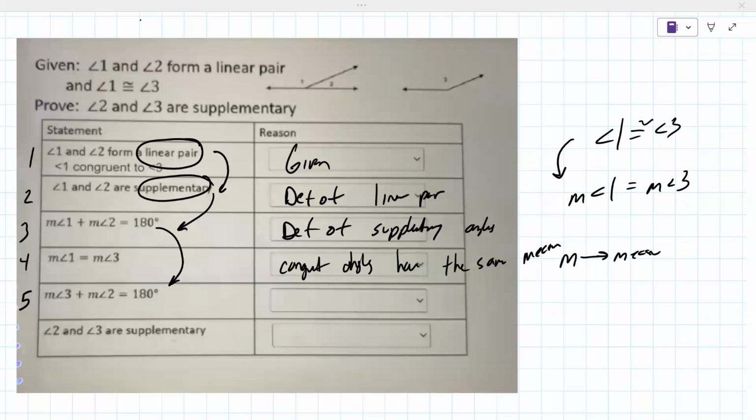It's measure of angle three instead of measure of angle one. Right. So why are we allowed to do that? Well, it's what's here in line four. So whenever you're replacing, what is the word that we use for replace in this course? Substitute. Substitutions. So you're looking for some sort of substitution property of equality.